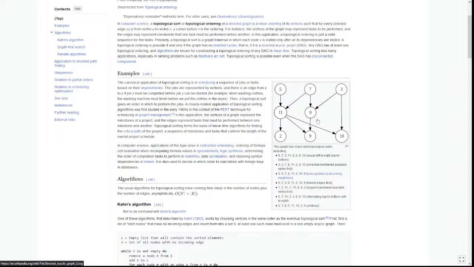A closely related application of topological sorting algorithms was first studied in the 1960s in the context of the PERT technique for scheduling in project management. In this application, the vertices of the graph represent the milestones of a project.